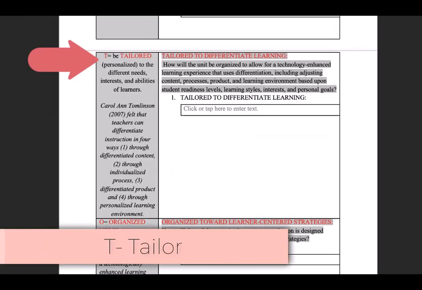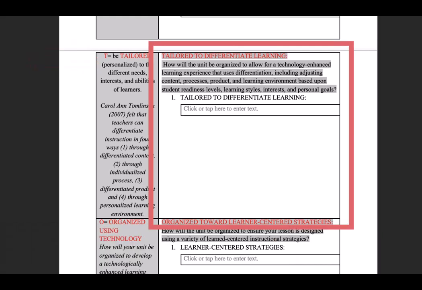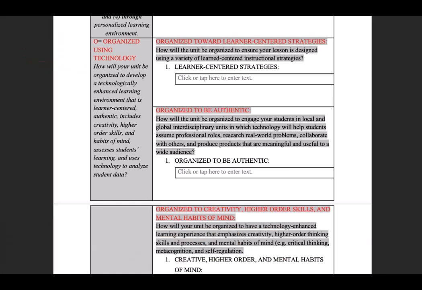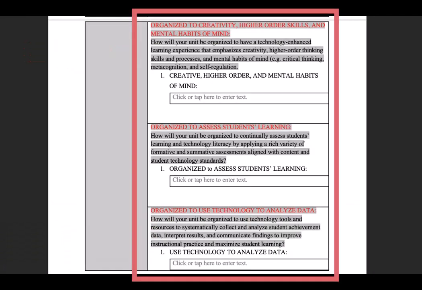The T in WHERETO stands for Tailor. In this section, you make sure that learning opportunities are tailored to meet the various needs of students through differentiation. Think individual talents, learning styles, or student needs. The O stands for Organize. How will the unit be organized for the most effective and efficient learning at the highest levels for the students?